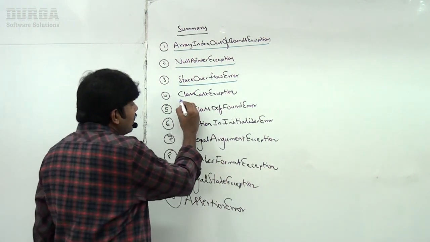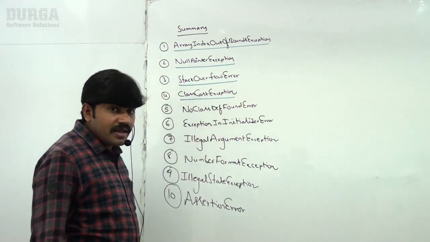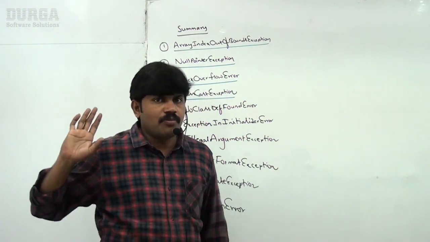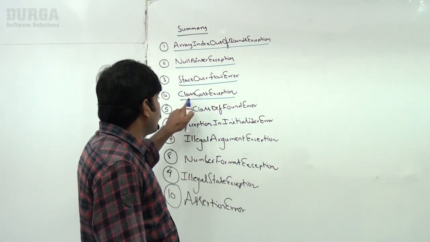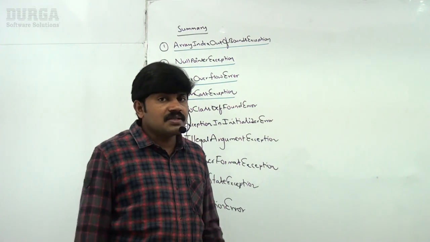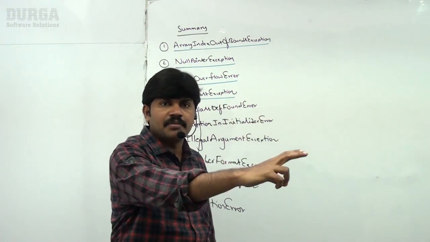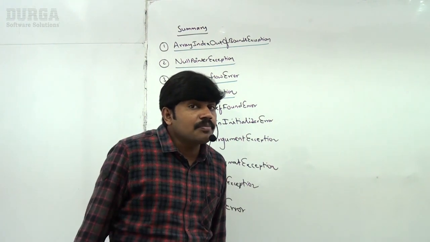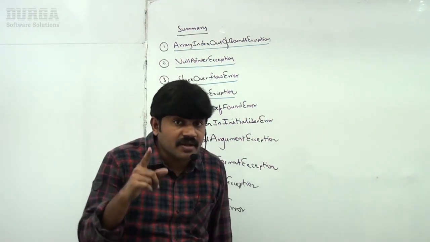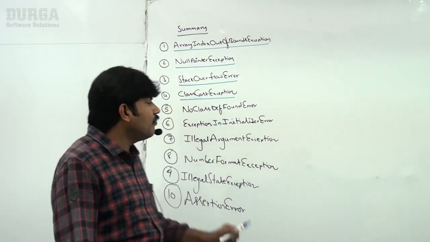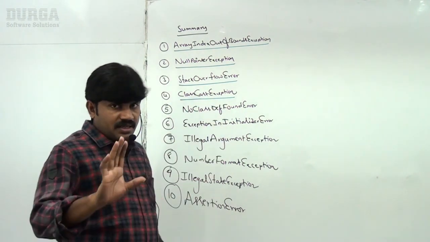Next, class cast exception. While performing typecasting, if JVM faces any problem, then we are going to get what? Class cast exception. Best example, a child object can happily be typecast to parent type, but a parent object cannot be typecast to child type. If you are trying to typecast a parent object to child type, then immediately we are going to get class cast exception.